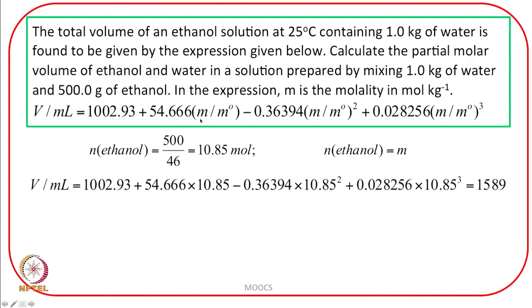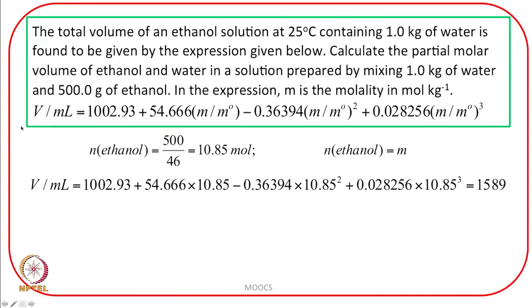When you differentiate, you will get the partial molar volume. But first of all, we will need the total volume. The total volume of the solution, when 500 gram of ethanol is added, which is equivalent to 10.85 mole: you put instead of m 10.85, substitute, and the answer that you will get is 1589 milliliter. This is the total volume of solution.